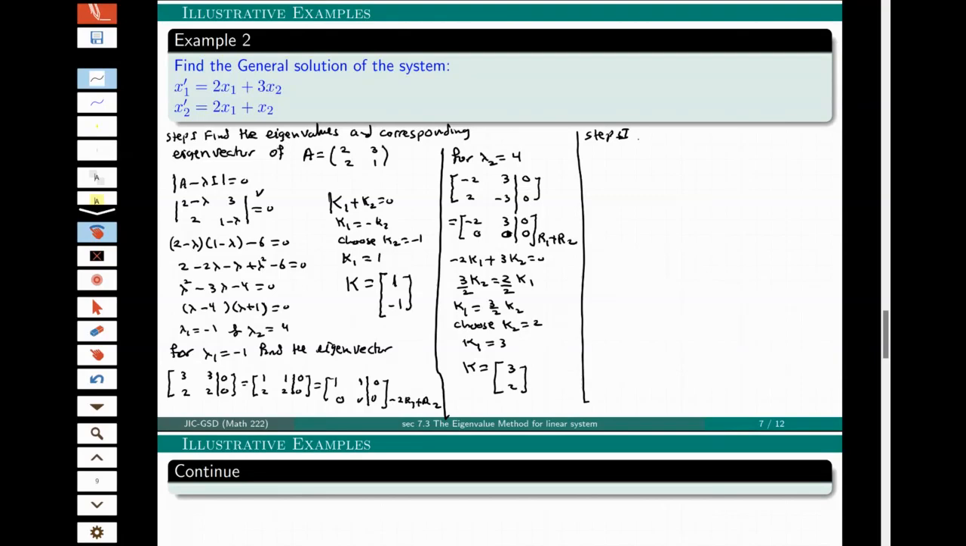We will say the solution of the linear homogeneous system is x of t, which is c1 e to the power lambda 1, which we say lambda 1 is minus t, and the eigenvector, which is 1 and minus 1. Same thing here, c2 e raised to the power, our second eigenvalue is 4, so it will be 4t, and the corresponding eigenvector, which is 3, 2.